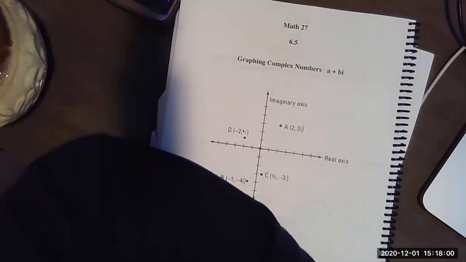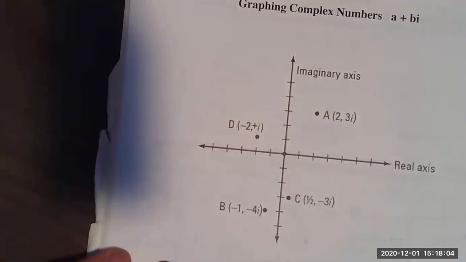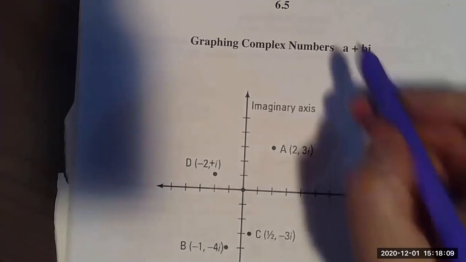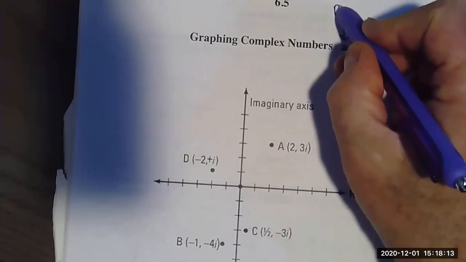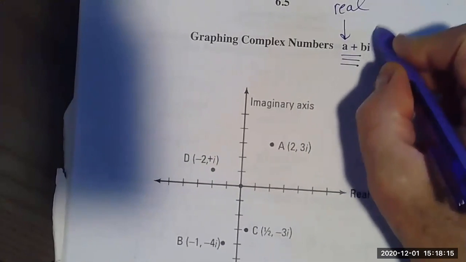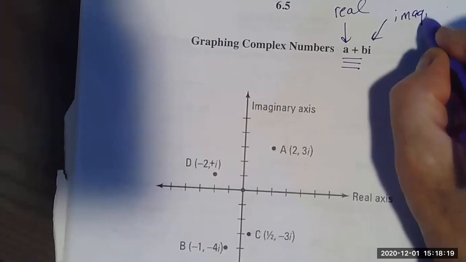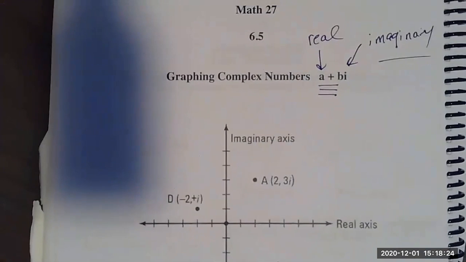A picture in 6.5. Again, it looks like this, a plus bi form. So this is the real part, and this is the imaginary part.